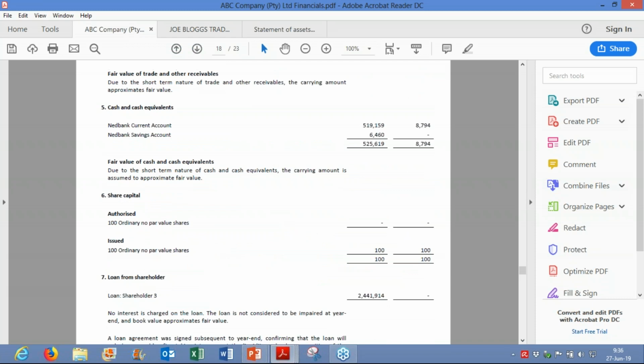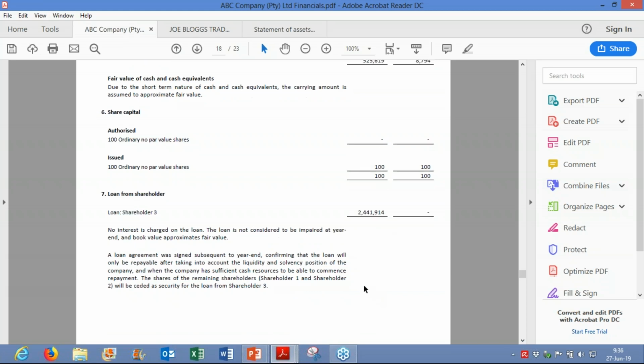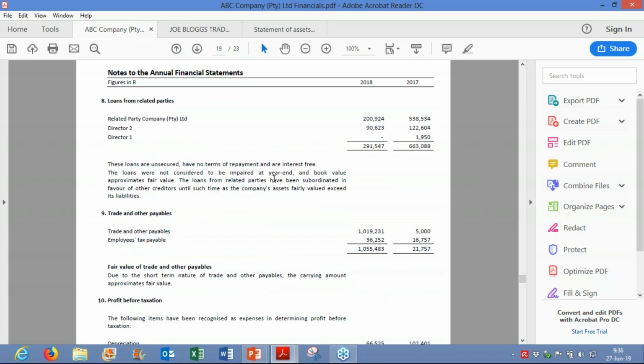You will see that in the financial statements there has been disclosed that there is a loan agreement subsequent to year end, that this shareholder loan will not be repayable unless the liquidity and solvency of the company is taken into account, which is very important. So it immediately shows that this loan will not affect your solvency because it's not going to be payable on demand. And if you look at the loan from a related party, it says here that there is a subordination agreement. It has been subordinated in favor of other creditors.